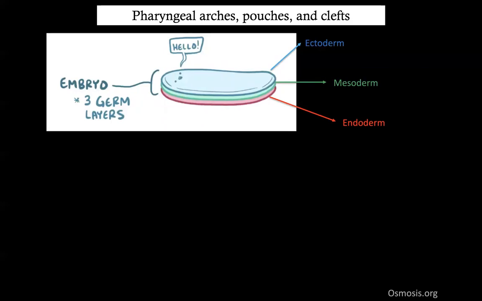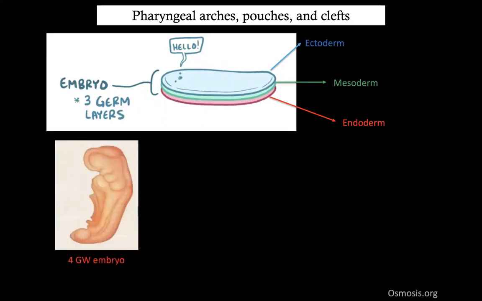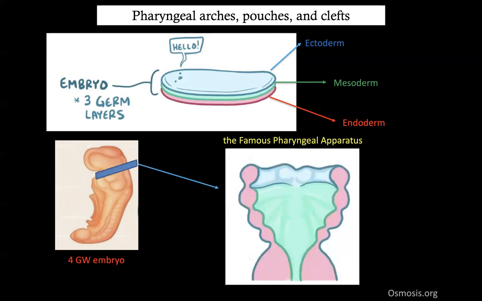When you look at the embryo at 4 weeks, it looks not like a human, but more like a shrimp. But if you look at the cross-sectional area at that level, you will have the famous pharyngeal apparatus. The pharyngeal apparatus is made by arches, pouches internally, and clefts externally.